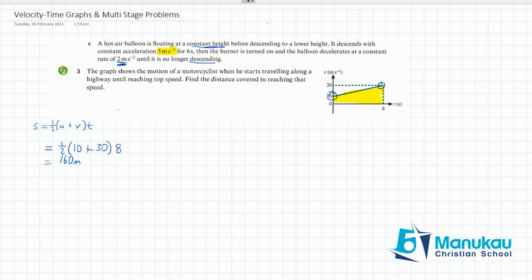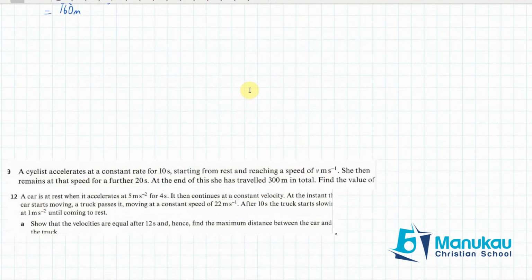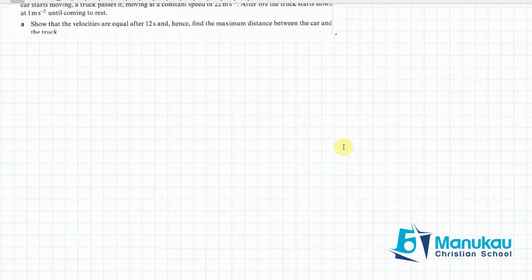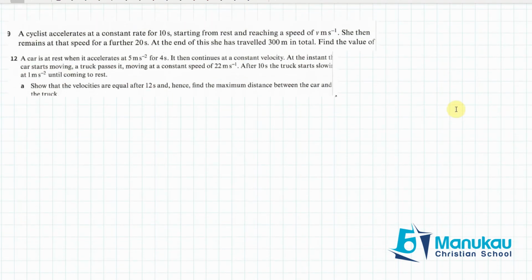All right, we are now going to carry on to some other types of questions later on in the exercise, multi-step problems. So let's see how we get on with this stuff. Okay, let's have a look at number 9.